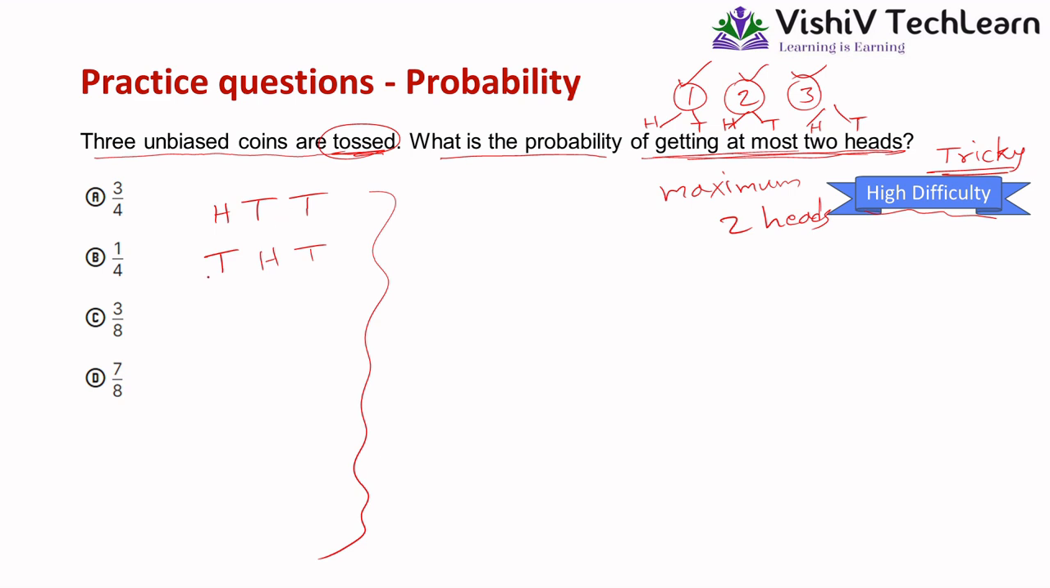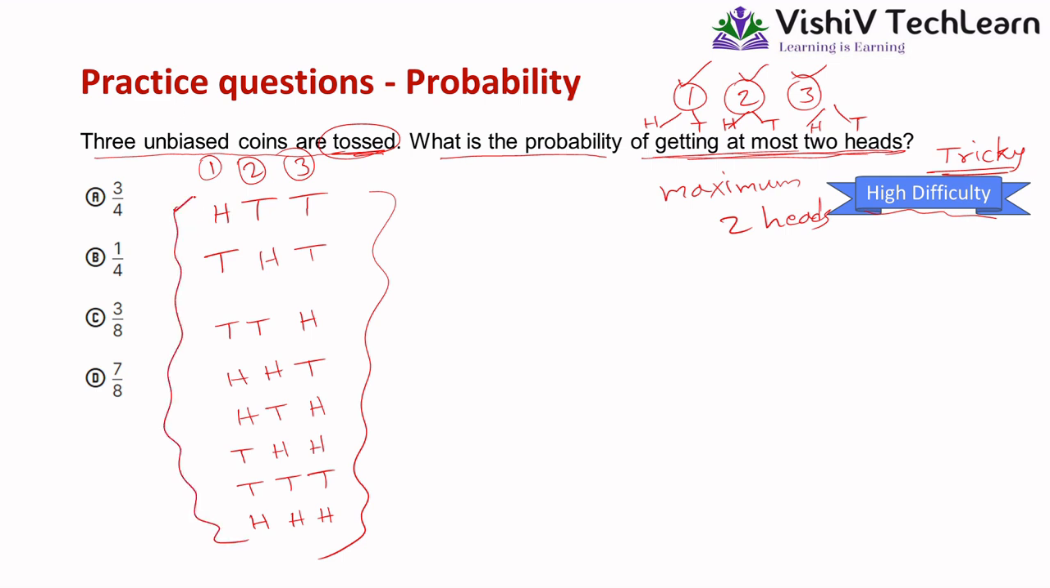So we can have HTT, THT, or we can have TTH, correct? Or we can have HHT, or we can have HTH or THH, correct? Any other ways? And we can have TTT as well as we can have HHH. So this is how the first coin, second coin and third coin, these are the different possibilities. So how many are these? 1, 2, 3, 4, 5, 6, 7, 8. Total 8 possibilities are there.